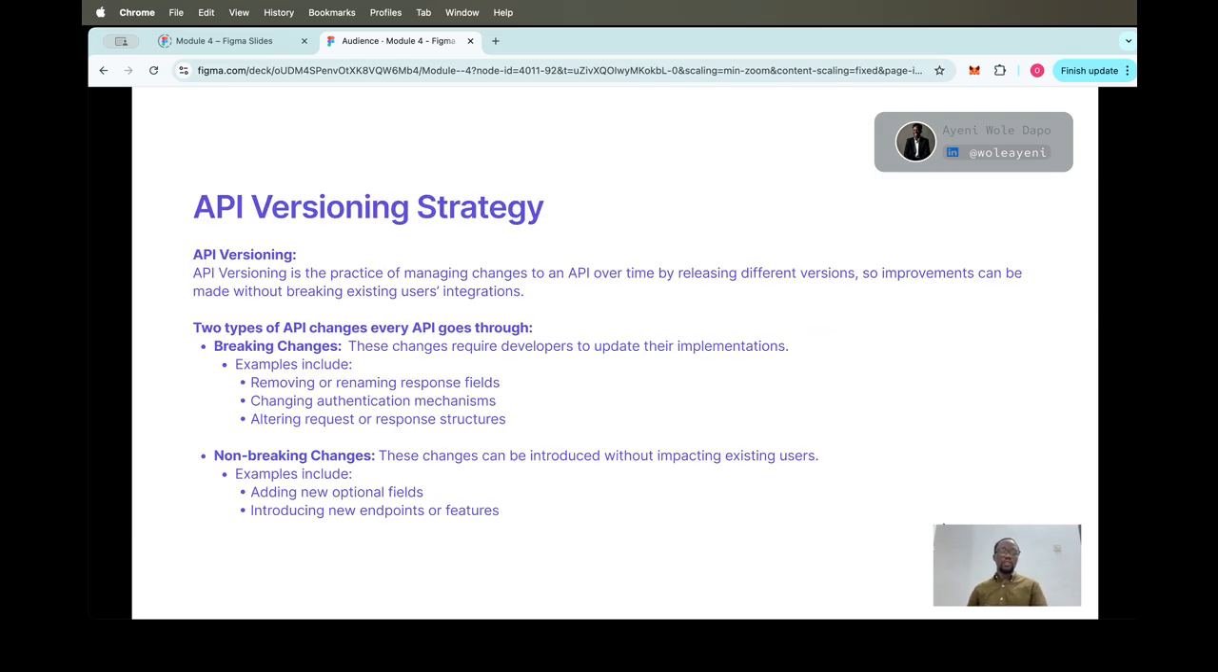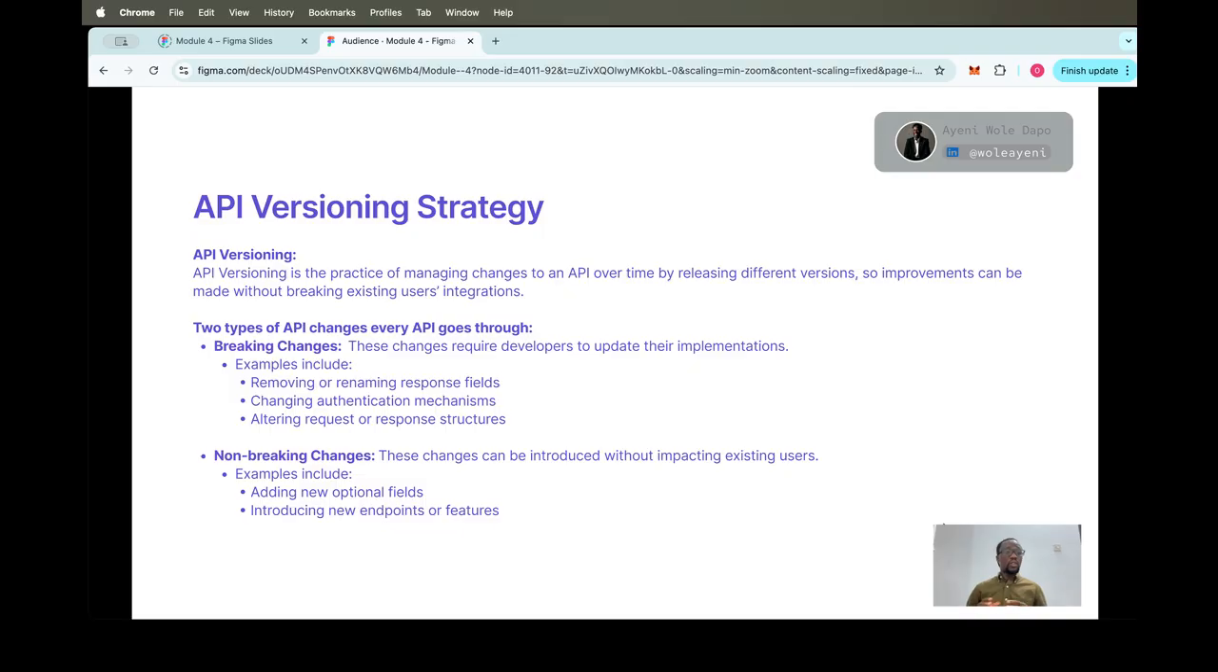First, we'll look at API versioning. What is API versioning? API versioning is the practice of managing the changes to an API over time by releasing different versions, so improvements can be made without breaking existing users' integrations. What are we saying in essence? APIs don't stay the same forever. They evolve, hence the need for us to version them. I'm sure you must have heard of version 1 of an API, version 2, version 3, version 4, version 5.